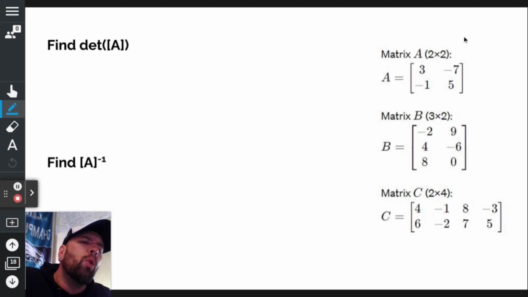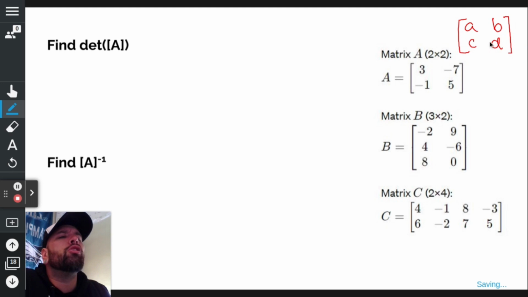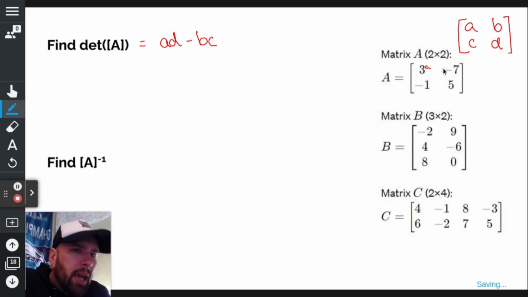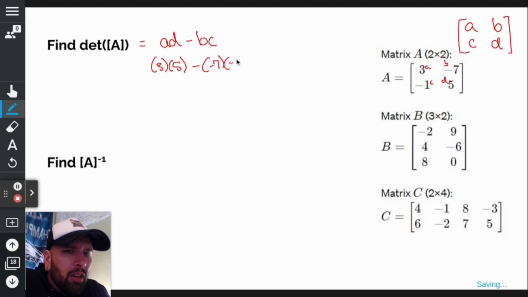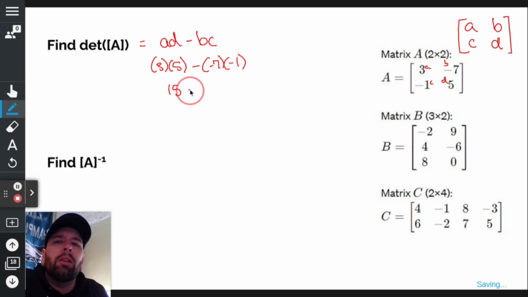Now, I'm going to view A from the viewpoint of it being A, B, C, D. All right. So A is a 2 by 2. I'm going to match that up with A, B, C, D. The determinant of any matrix is found by doing AD minus BC. So I would end up doing 3 times 5 minus negative 7 times negative 1. You become 15, you become 7, you become 8.